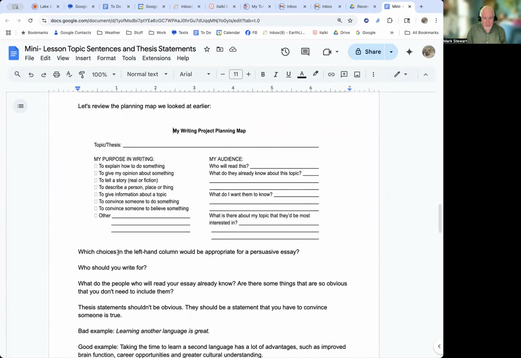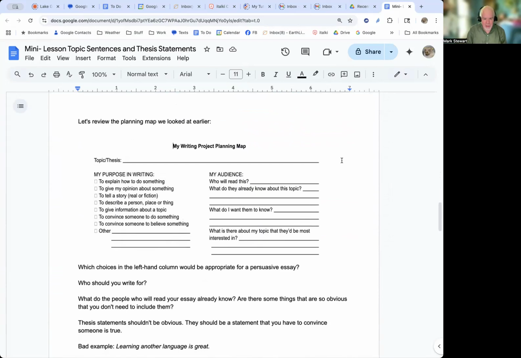Remember this, the writing project planning map? This is just the top of it. And so what we're going to do quickly is to look at first the left-hand column where you're explaining your purpose in writing, okay? Two of these options would be good for the kind of essay I'm talking about, where you're trying to convince somebody, right? Which ones?